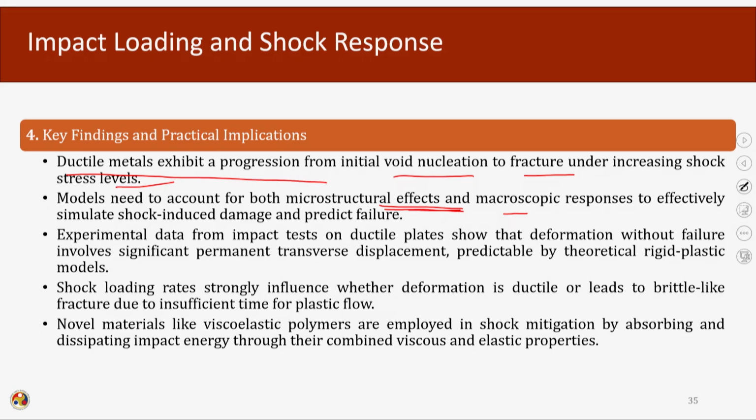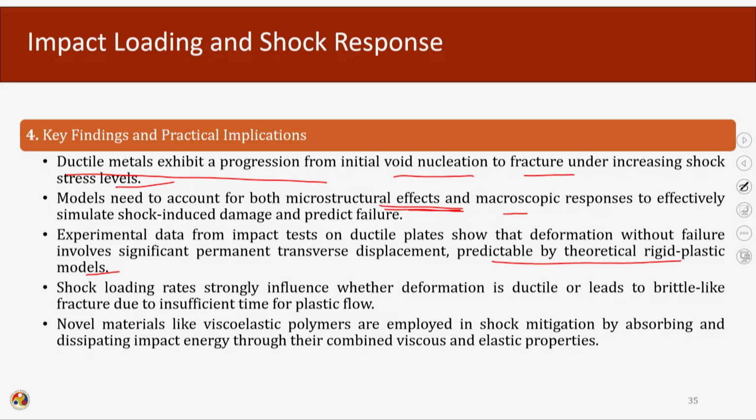Then impact experiments need to be done, from different types of impact tests, to study the deformation pattern and to study the evolvement of the failure pattern. And these things should be predictable by the theoretical rigid plate models. So, the experimental data should be used in order to support the development of the theoretical models.